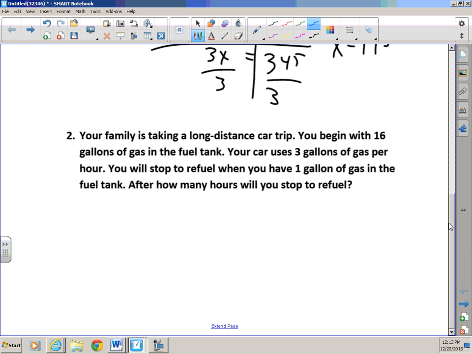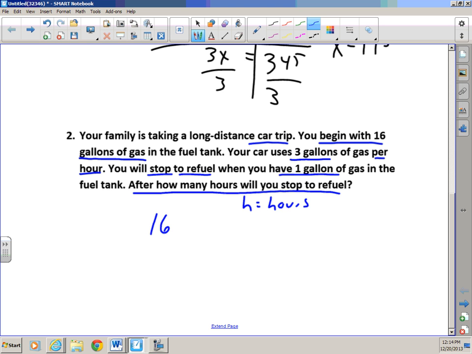Okay, we're taking a car trip. Begin with 16 gallons of gas in the fuel tank. You use 3 gallons per mile, or per hour, I'm sorry. You will stop to refuel when you have 1 gallon. After how many hours will you need to refuel? So H is hours. I'm starting with 16, and every hour I am decreasing the amount till I get to 1. I subtract 16 from each side.